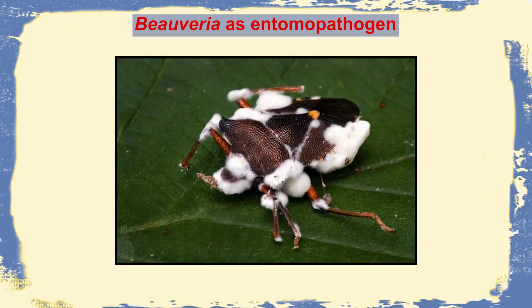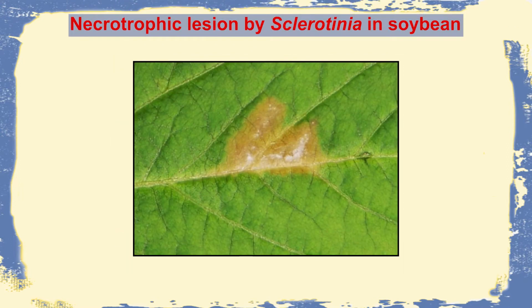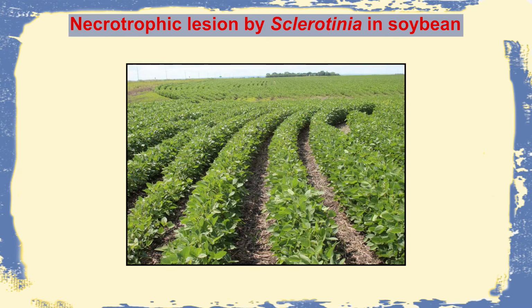Beauveria is a very common fungal pathogen which parasitizes caterpillars, and thereby protects crop plants. Apart from that, fungi can also act as necrotrophic organisms like Sclerotinia, which will develop brown lesions and kill the cells on a host plant like soybean.